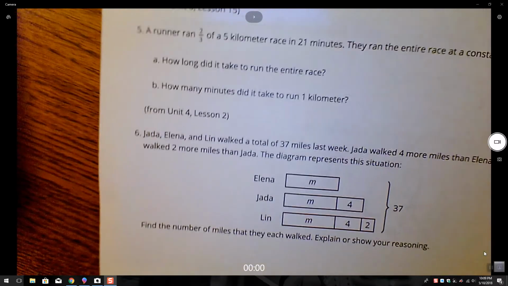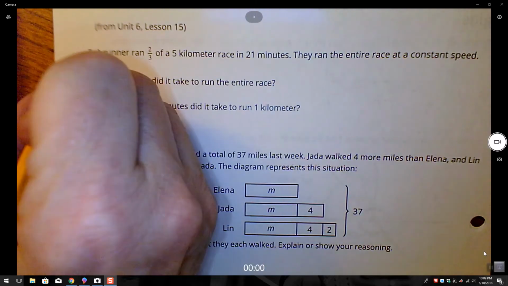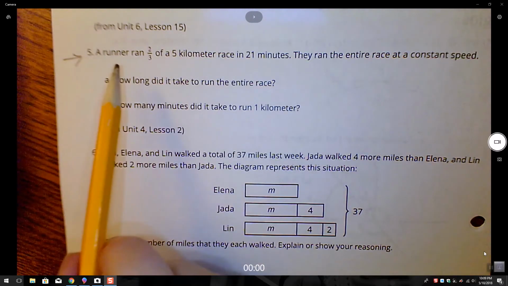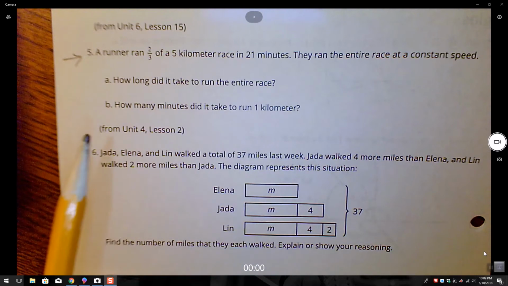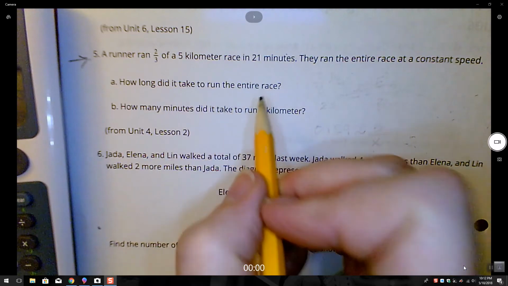Alright, I'm moving on and catching up with you guys. Alright, I felt like this problem 5 was challenging, so let's work it together. A runner ran 2/3 of a 5-kilometer race in 21 minutes. They ran the entire race at a constant speed, and I'm telling you, in real life, we're probably not going to run at a constant speed, but this is math book world. Things can be constant. Okay. How long did it take to run the entire race?